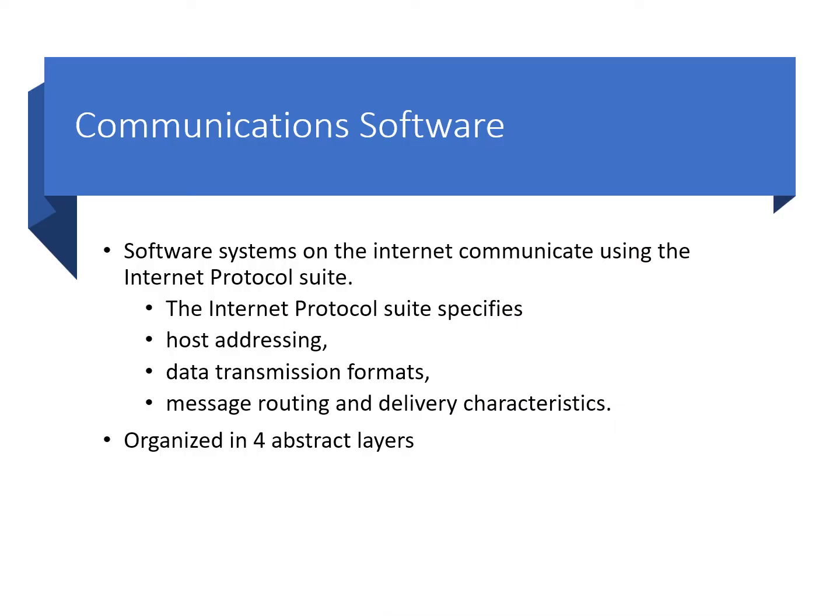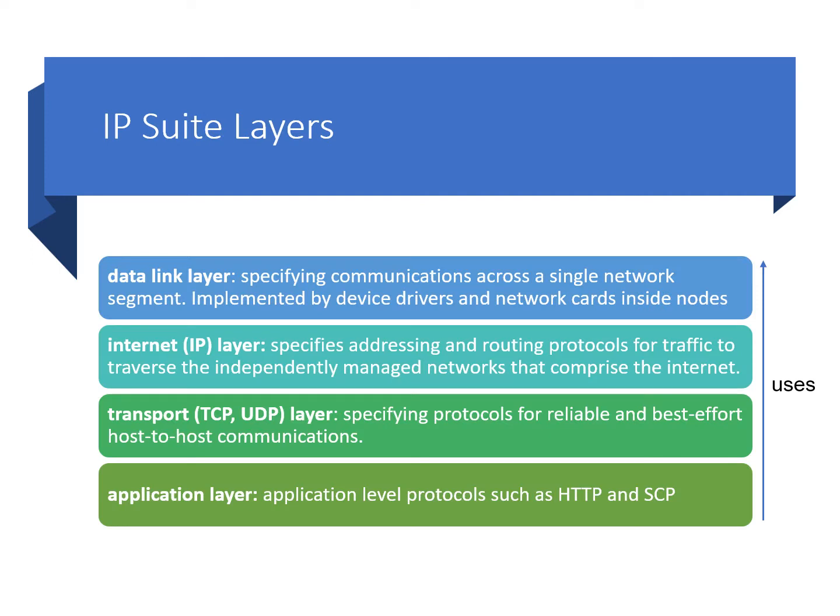Software systems on the Internet communicate using the Internet Protocol Suite, the IP suite. The IP suite specifies host addressing, data transmission formats, message routing, and delivery characteristics. There are 4 abstract layers which contain related protocols that support the functionality required at that particular layer. The 4 layers are shown here on the slide.